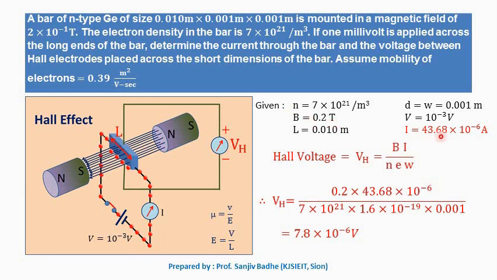I we just now calculated 43.68 into 10 raised to minus 6 amperes. N is given to us 7 into 10 raised to 21. e we know 1.6 into 10 raised to minus 19 and w is given to us 0.001 meters. So we can calculate the Hall voltage, the voltage between the Hall electrodes. With the calculator we can calculate this and the value obtained is 7.8 into 10 raised to minus 6 volts, that is 7.8 microvolts.